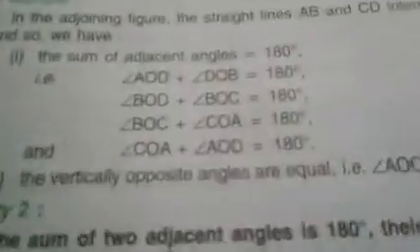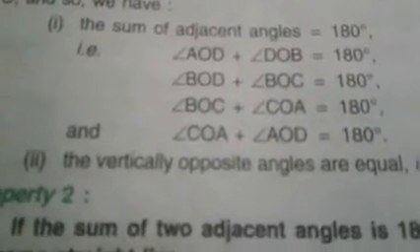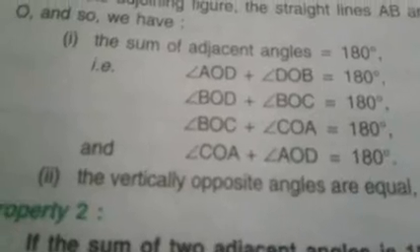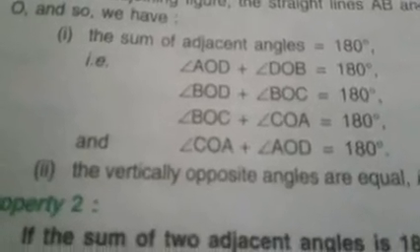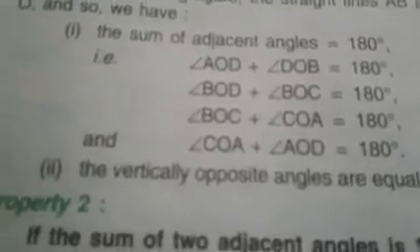Two things you have to remember. Sum of adjacent angles is equal to 180 degrees. Vertically opposite angles are always equal. Fill these two things in your mind. These two things are very important, and only these two things you are going to use for solving the exercise.